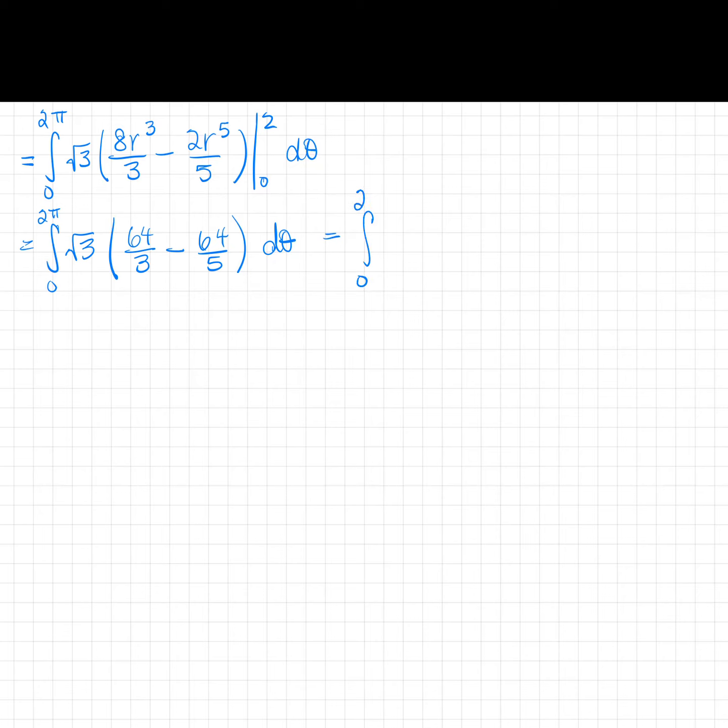That's the integral from 0 to 2 pi of root 3 times 128 over 15 d theta. And that's going to integrate to give me 256 root 3 times pi over 15. All right, so don't forget to take advantage of converting to polar coordinates if it's useful.